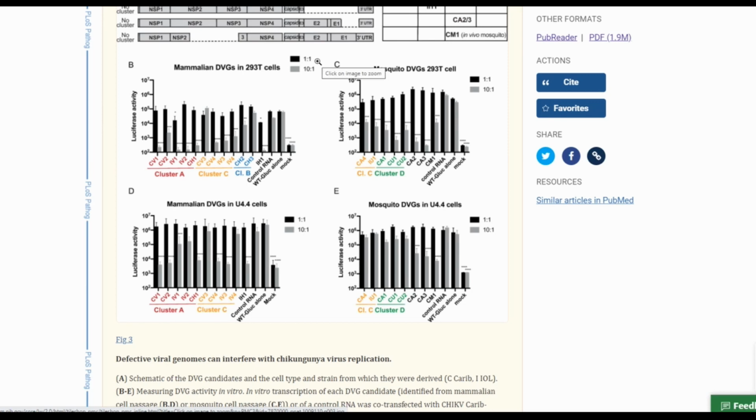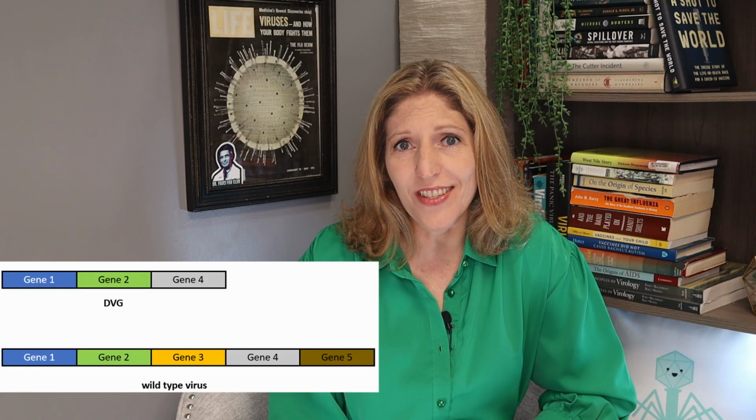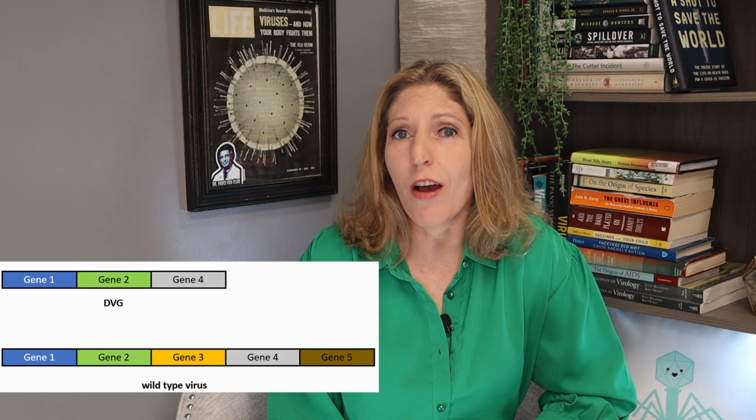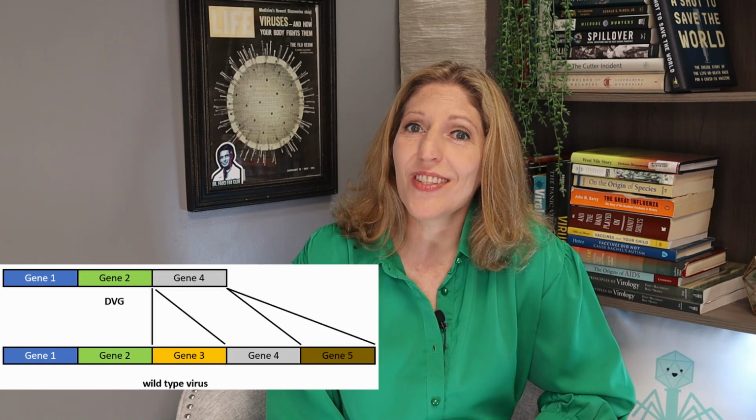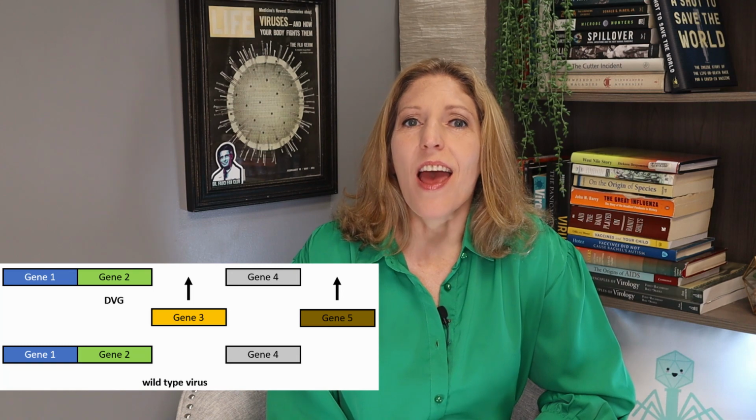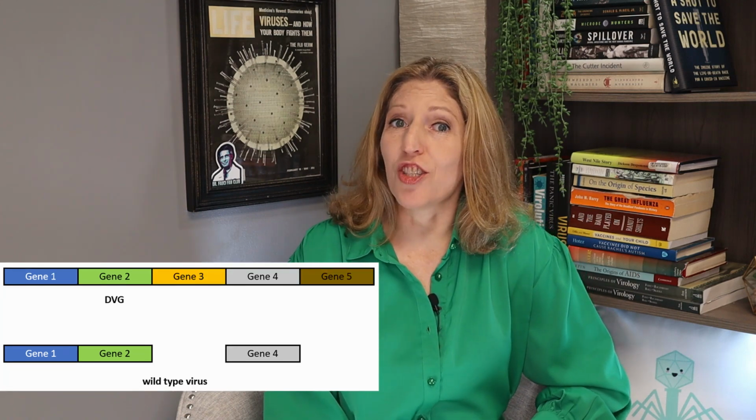However, when the DVG to full-length virus ratio was increased to 10-to-1, fluorescence of full-length chikungunya viruses decreased by 10 to 1,000-fold in the presence of almost all DVGs, suggesting that a higher ratio of most DVG RNAs increased the likelihood of these genomes to confiscate needed replication elements from wild-type viruses and thus interfere with their reproduction.